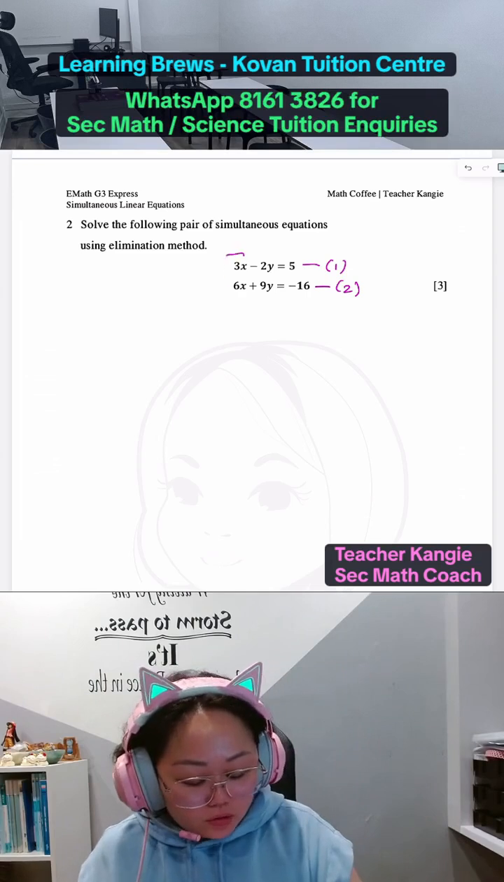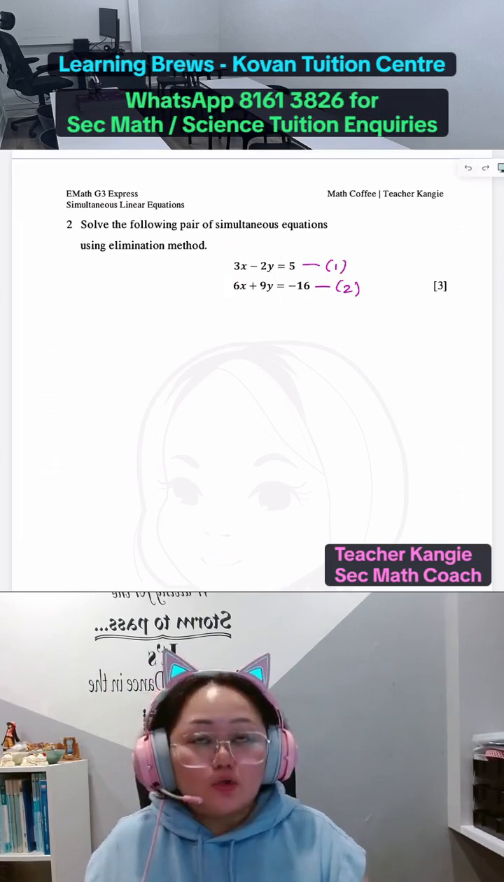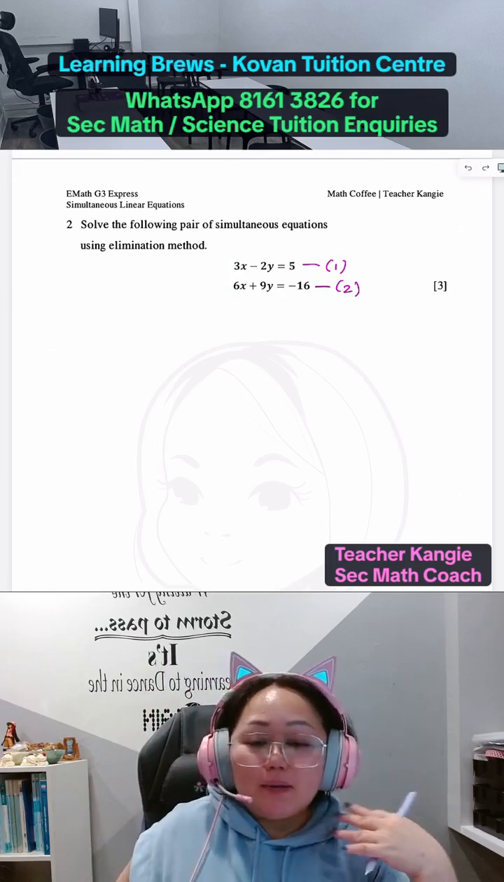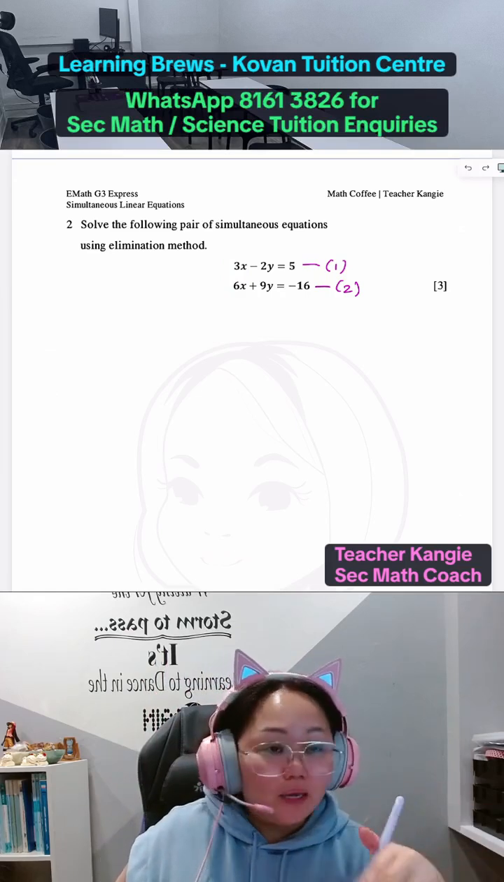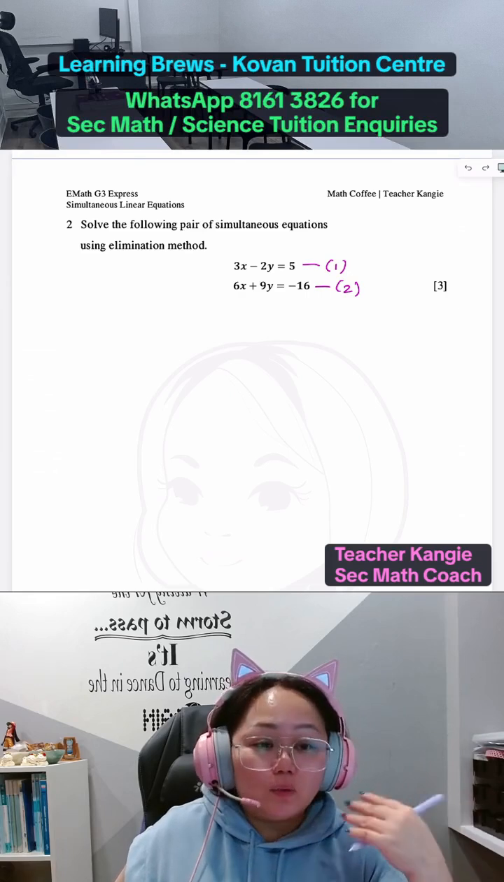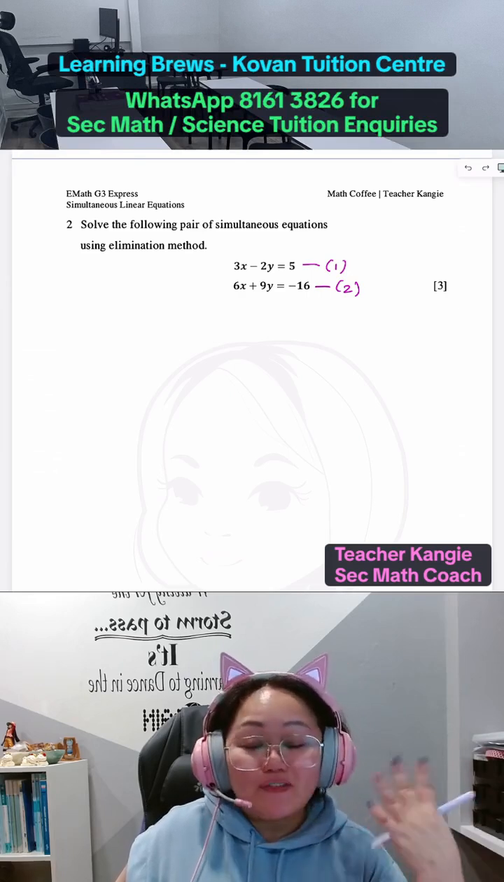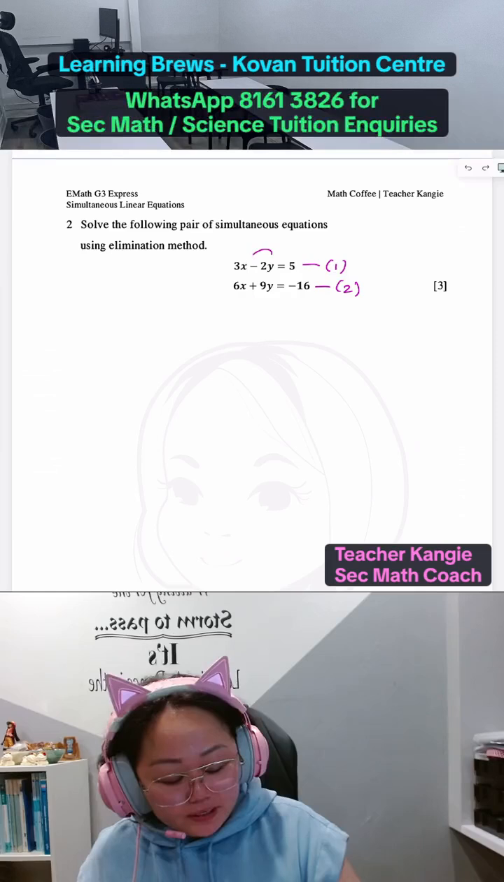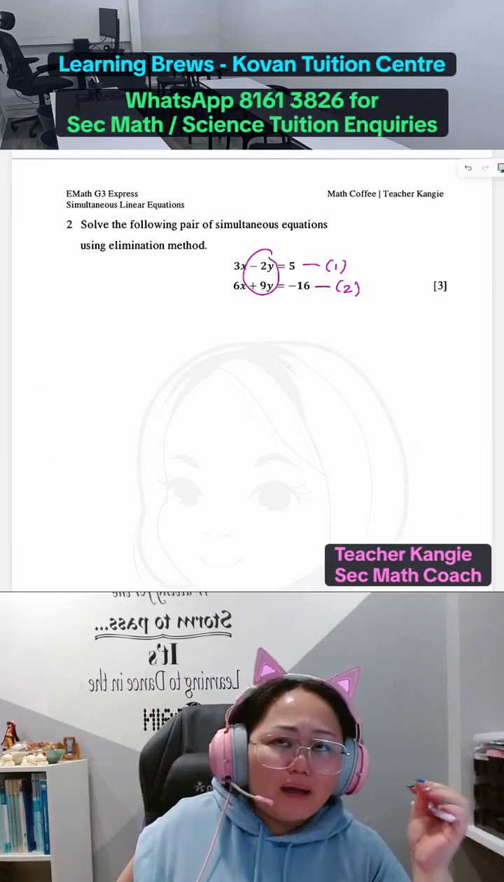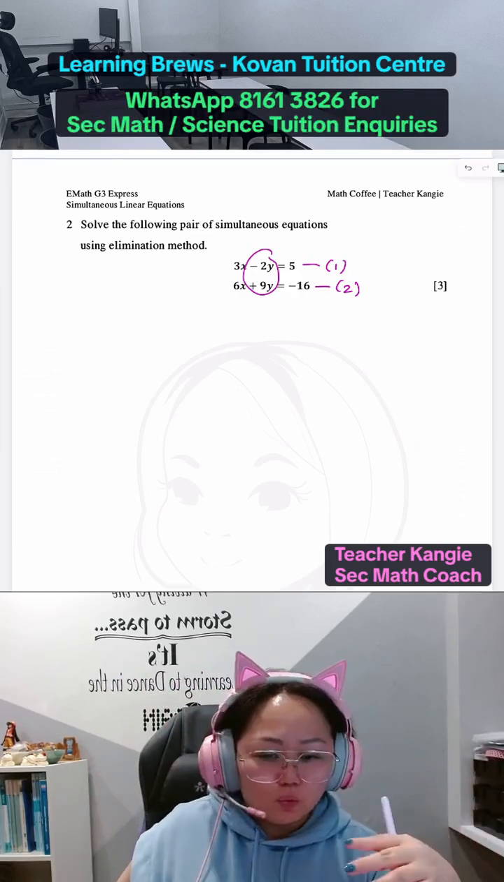So let's take a look. 3x and 6x, 2y and 9y. Actually, we can eliminate x, we can also eliminate y. Both ways can. But we will always analyze and see which one is faster and easier. For example, if I choose the y, I have to change the 2 to become 9 and 9 to become 2, which is not possible.